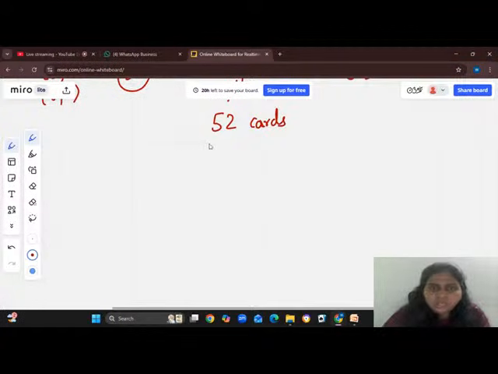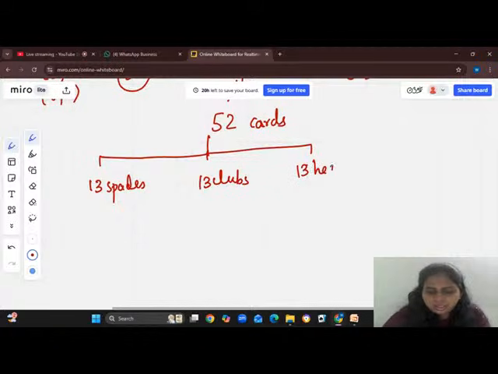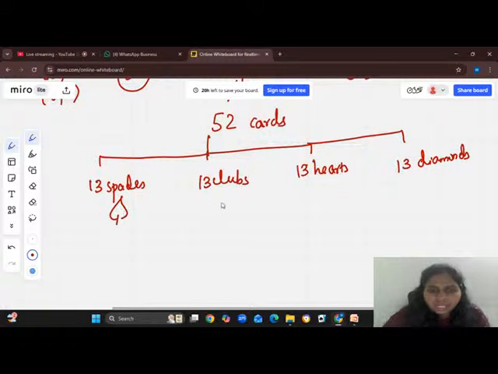So there are a total of 52 cards over here. In these 52 cards, we have 13 spades, 13 clubs, 13 hearts, and 13 diamonds. The spade shape will be like a leaf, and the club will be like a small flower, and heart you all know, and diamond also you know, the rhombus shape. In these 13 spades, these 13 cards, you know.